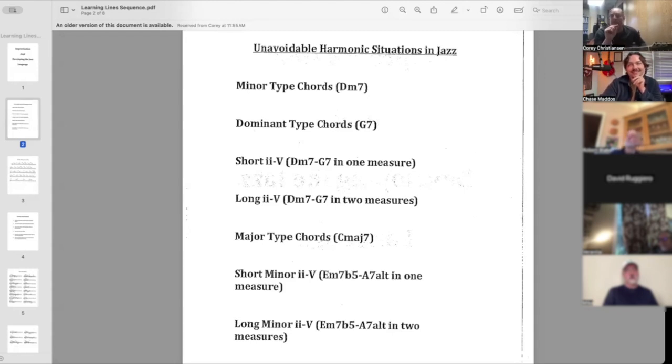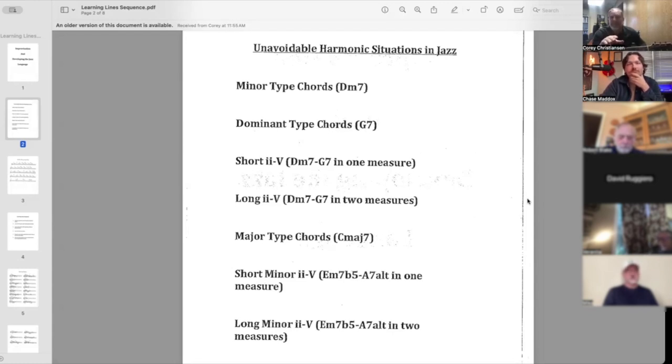But I'm going to go to my grave saying that you're going to encounter minor chords if you play this music. Okay? Can I get a thumbs up or a thumbs down? Right? We see that, right? Yeah. We're going to have dominant type chords. We're going to encounter situations where those two are put together in a very short frame of time, which is a short 2/5. It's like in the case of the key of C, D minor and G7 in one measure.